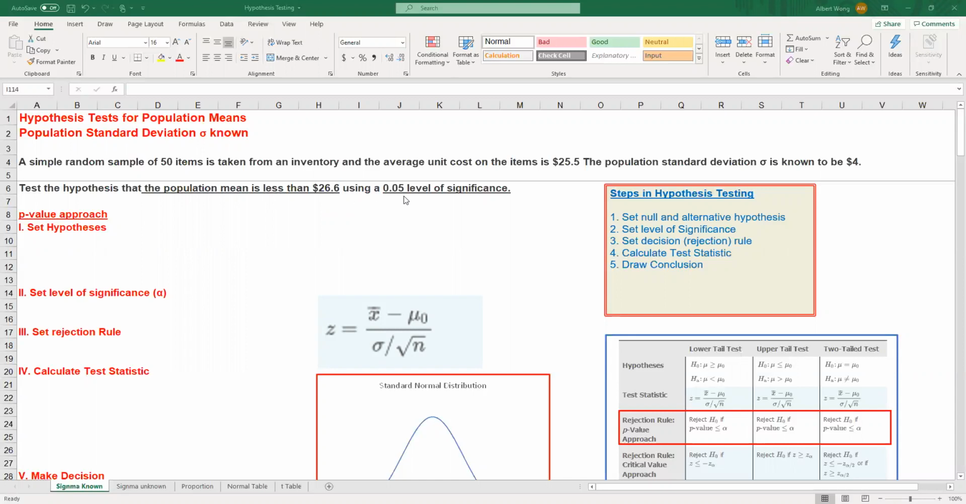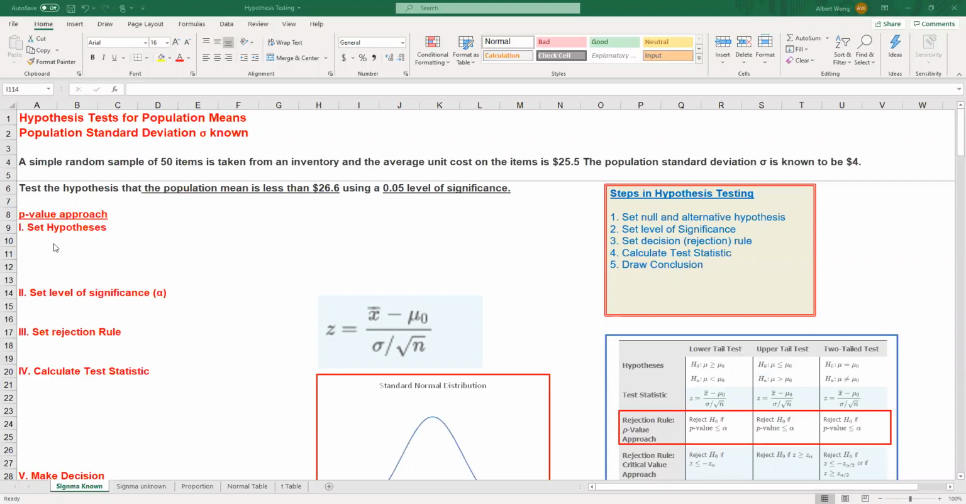So in this particular example, we have a sample, and from the sample, we know that the sample size is 50. The sample mean is 25.5, and sigma, the population standard deviation, is known to be 4. And we want to see whether the population mean is less than $26.60 based on that information given at a level of 0.05. So how do we go about doing it?